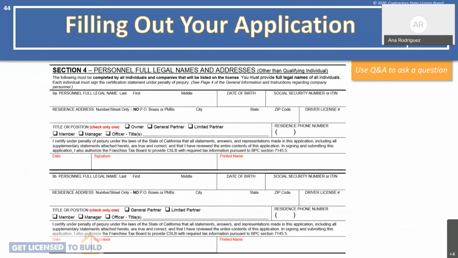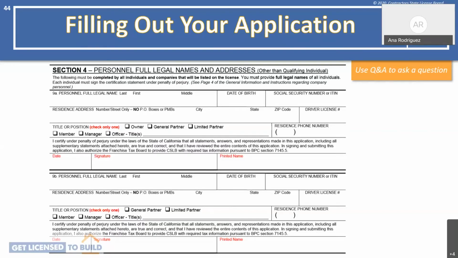Section number 4 is where you're going to list the personnel information for all the remaining personnel that will be listed on your license. For example, if you're applying for a corporation, you will need to indicate who will be the responsible managing officer or employee, president, secretary, and treasurer. Again, more information can be found on page 4 of the application instructions. If you will have more than 4 people on your license, you can make additional copies of this page and include it with your application.